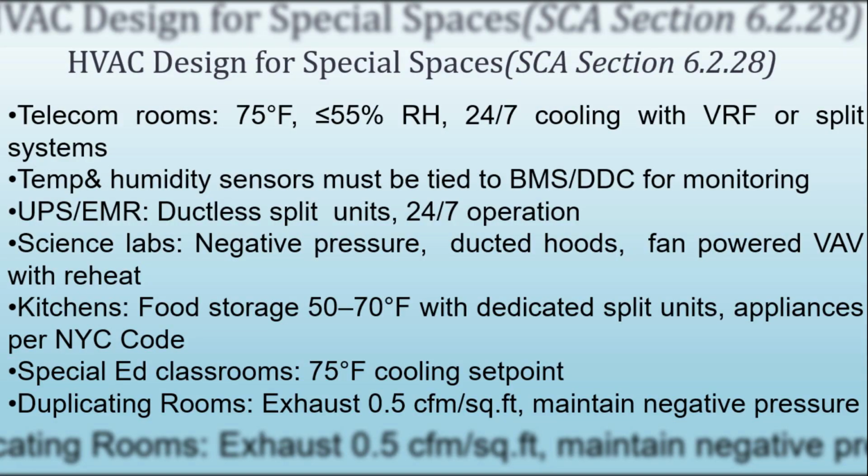Some areas in schools have very specific HVAC needs. This section covers telecom rooms, electrical and UPS rooms, elevator machine rooms, science labs, kitchens, duplicating rooms, and special education spaces. Telecom rooms must maintain 75 degrees Fahrenheit and no more than 55% relative humidity, running continuously with dedicated VRF or split systems. Temperature and humidity sensors must also be tied into the BMS or DDC for monitoring.